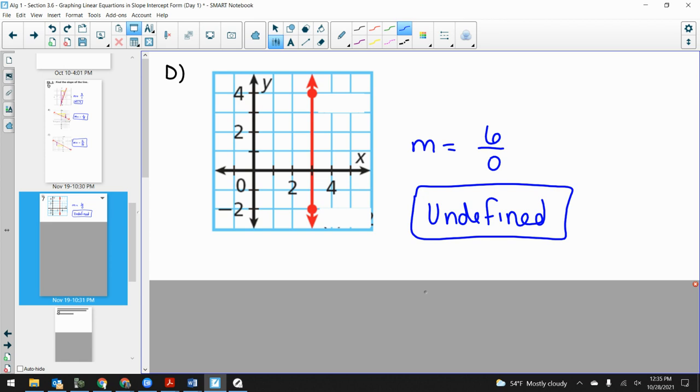Whenever you have a vertical line, the slope is undefined. Some people say, consider this no slope. I don't like that. I like the slope is undefined.